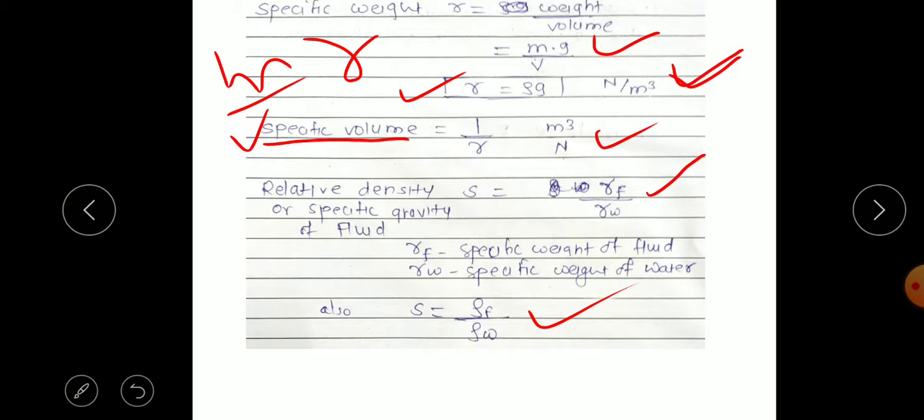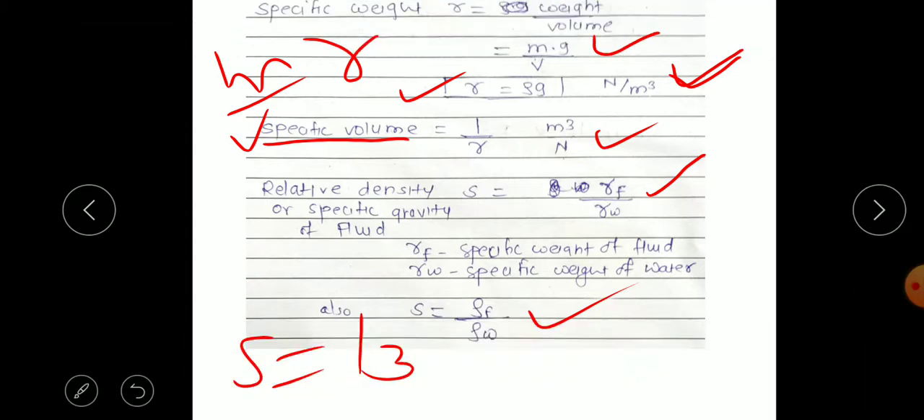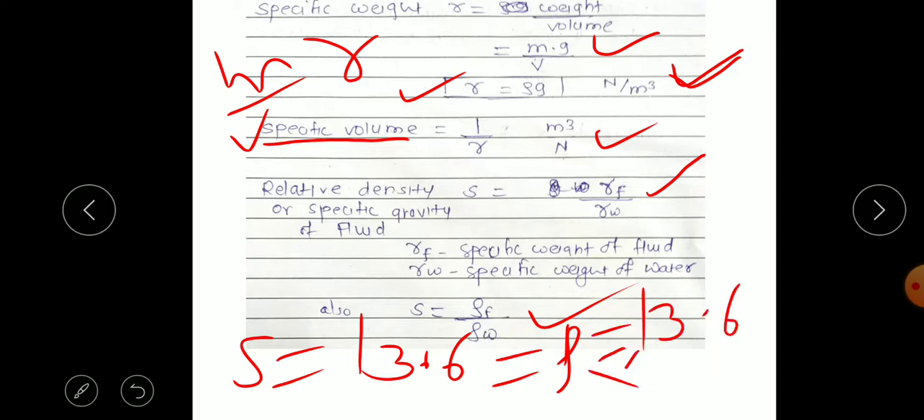Sometimes it is given, suppose, the specific gravity or weight density of the mercury is 13.6. So its density will be 13.6 into density of the water, which is 1000. So we get 13,600. So from relative density we can find the density of the fluid. So these properties are required.